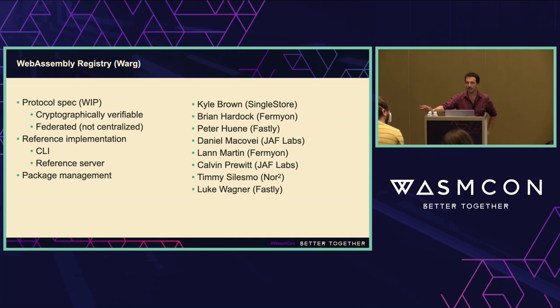Some of these things are things that people have already presented on publicly at other conferences in the past. Primarily, Kyle Stone has talked a lot about the cryptographic verifiability stuff. But one of the things that we have now is a reference implementation of the Warg protocol. We do anticipate there being many implementations of the Warg protocol, but right now, there is a CLI that you can interact with, and there's a reference server.